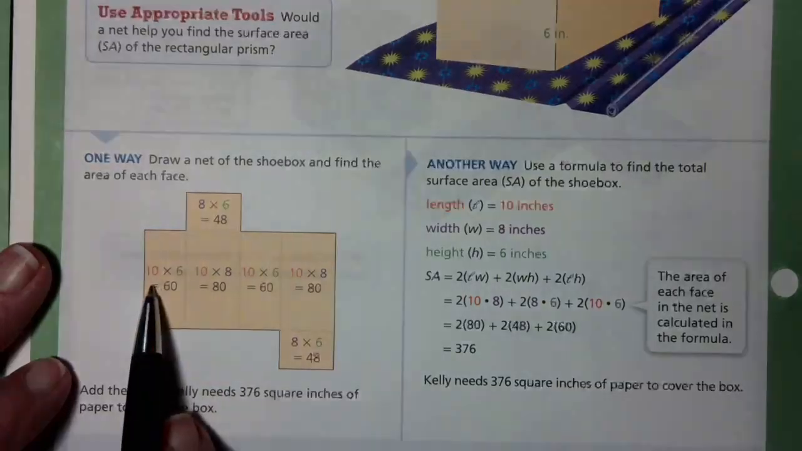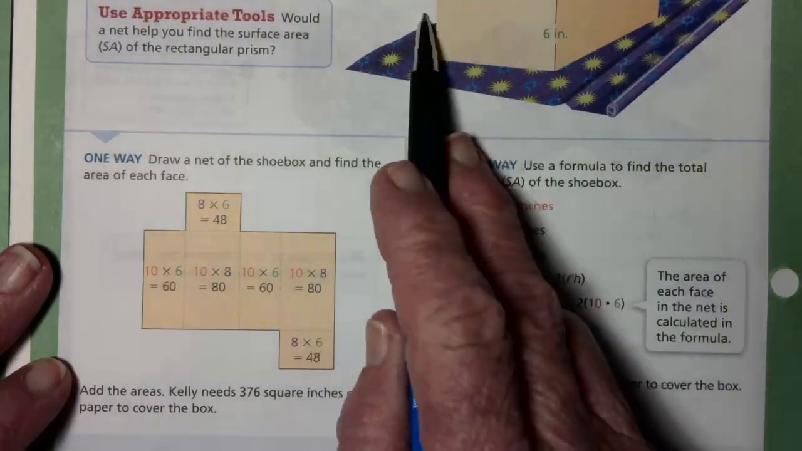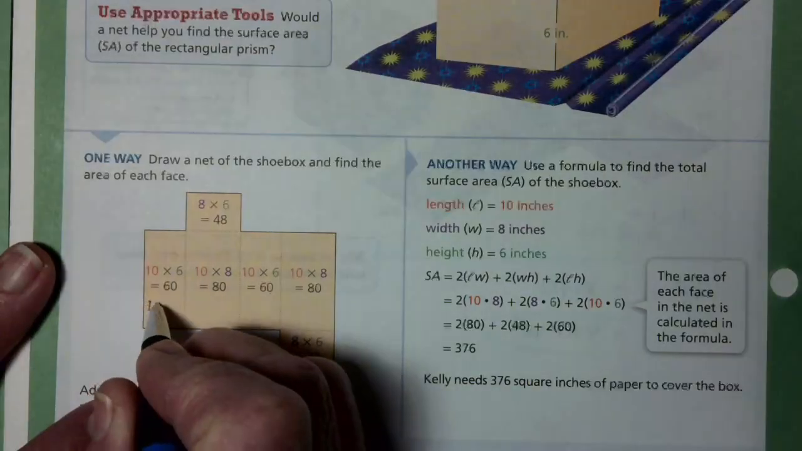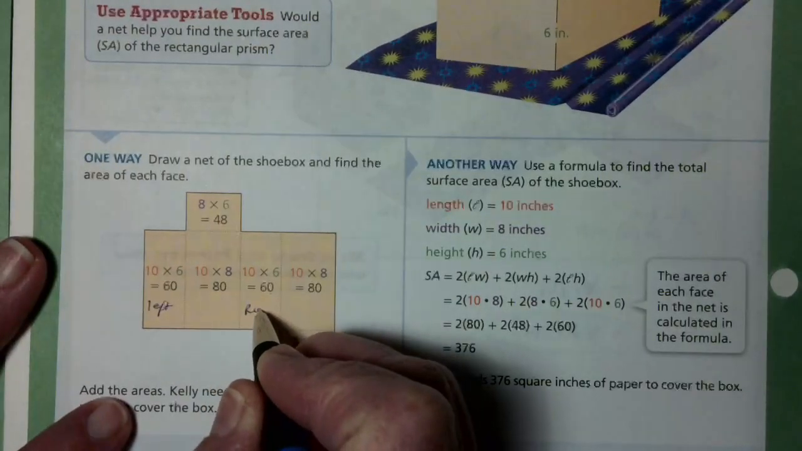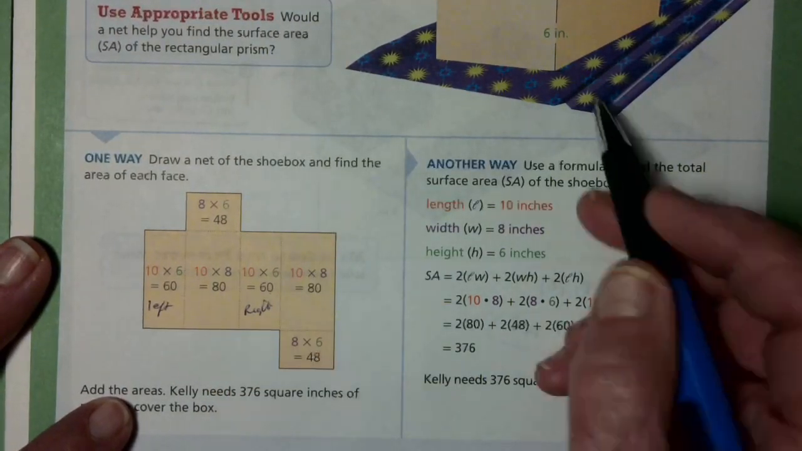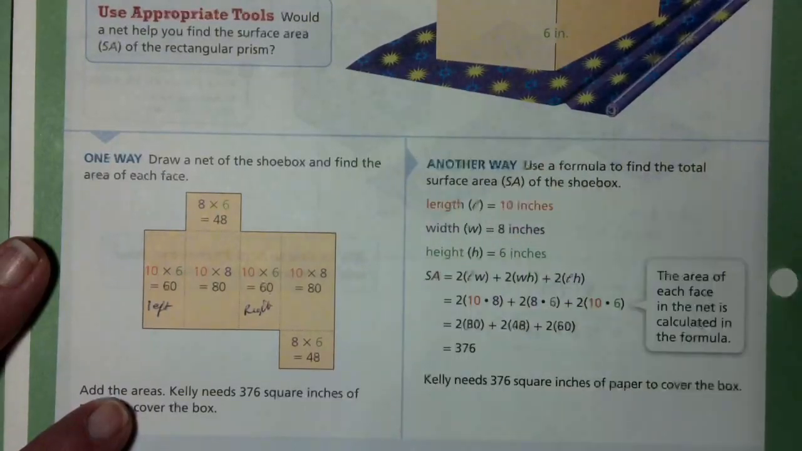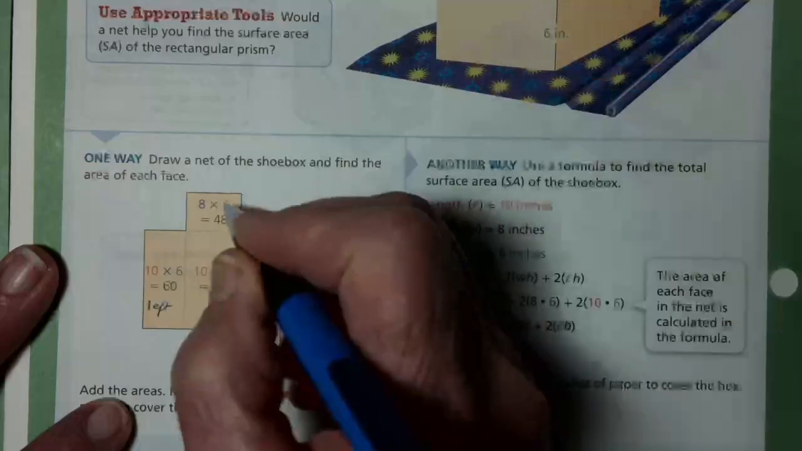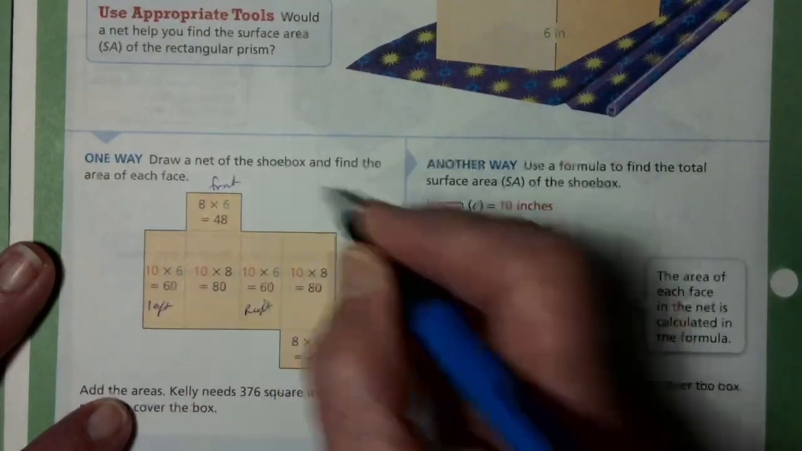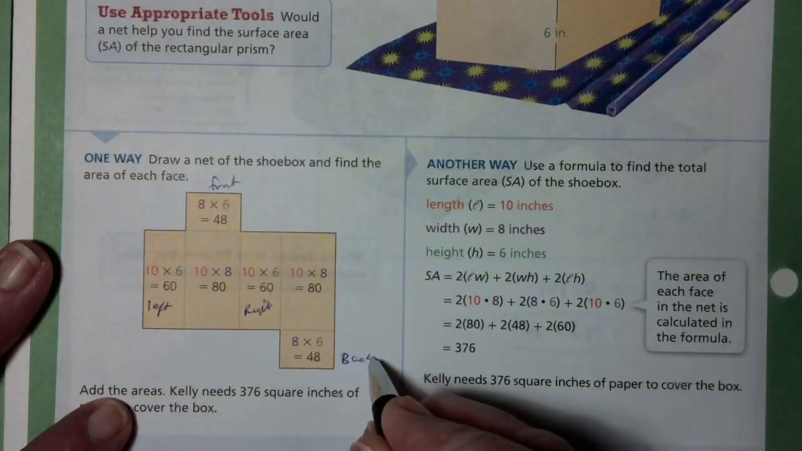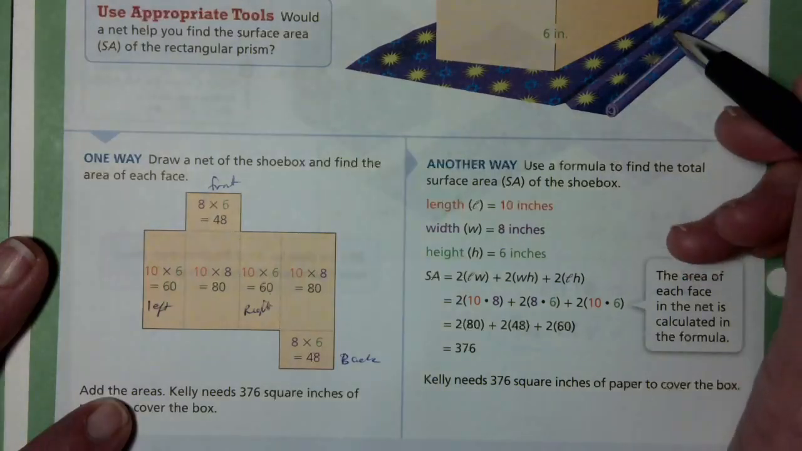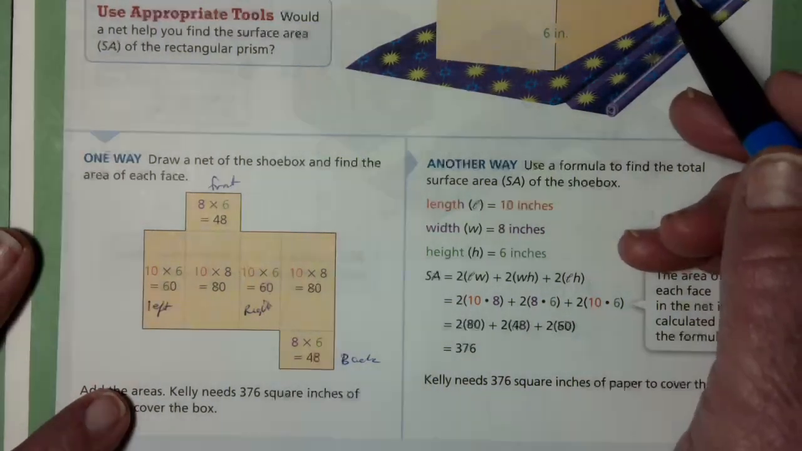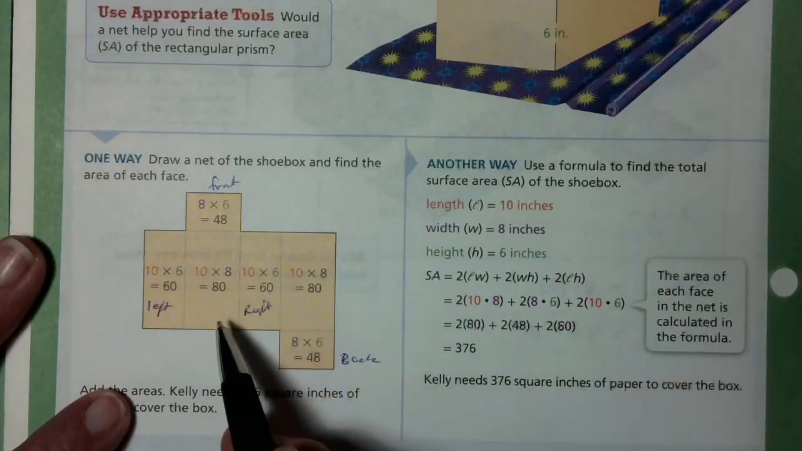So here's a 10 by 6, and here's a 10 by 6. 10 by 6 is the left and the right. This is a left. This is a right. We have a 6 by 8, 6 by 8. So this is the front piece. This is a front. And this one here is the back. And we have a 6 by 10. Let's see, I did that incorrectly a while ago. The 8 by 10 is the front and the back.